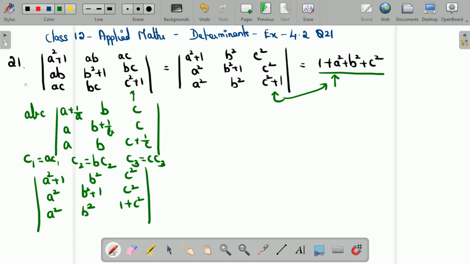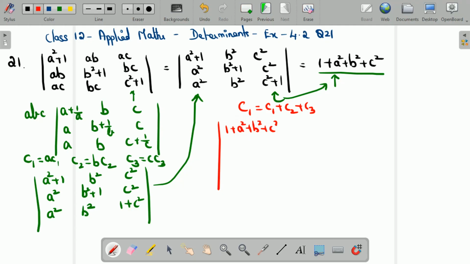Now you see, actually you got back this particular determinant. So if we directly prove the value to be here, then we will be done with the proof. Now let's make the next transformation. C1 is equal to C1 plus C2 plus C3. So all the column values are going to add here. So this will become 1 plus A square plus B square plus C square. Similarly, for all elements in this particular column, it will be the same value.